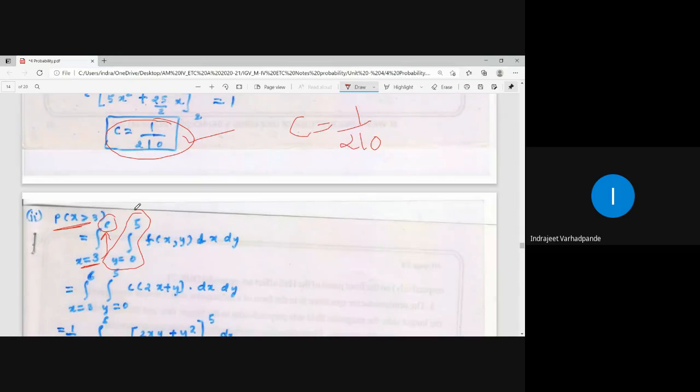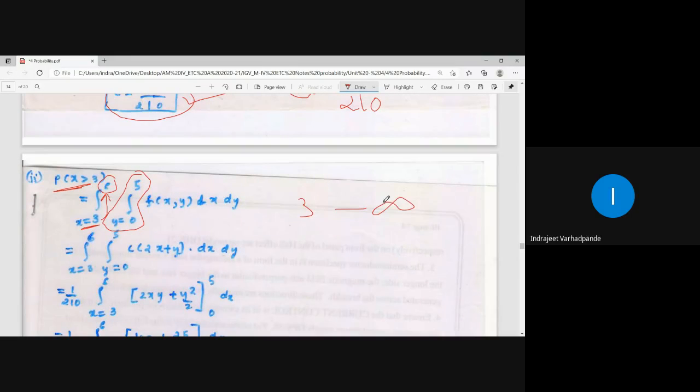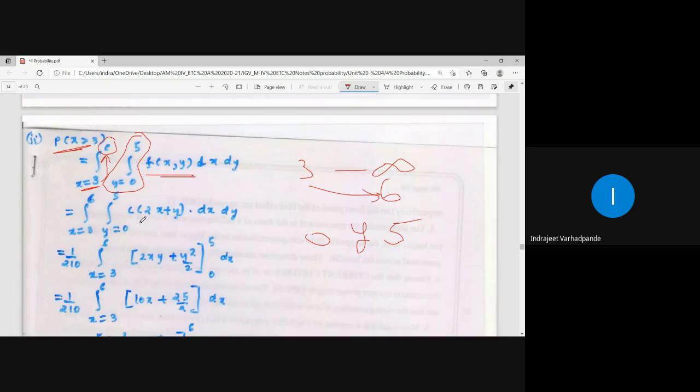Is this point clear? How to decide the range of x and how to decide the range of y? So whenever it says probability for x greater than 3, from 3 to where will it go? Infinity. But our x is restricted up to 6. So range of integration will be 3 to 6. Nothing is mentioned for y. So y will be taken for the range 0 to 5, which is a complete range of y given. And now we have the function. What is our function? C into 2x plus y. What is the value of c calculated? 1 upon 210. Keep it outside.